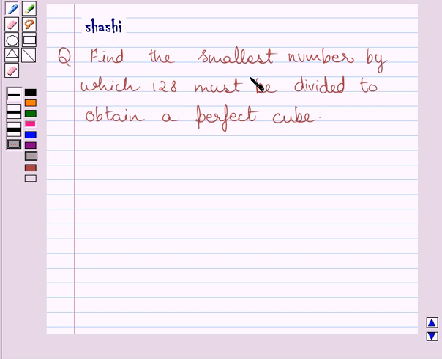Question says, find the smallest number by which 128 must be divided to obtain a perfect cube. Let us now start with the solution.